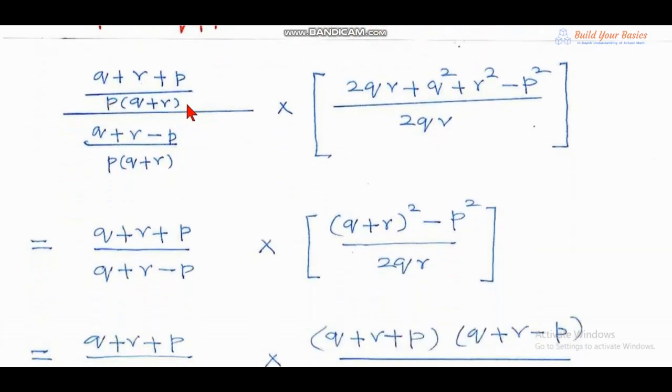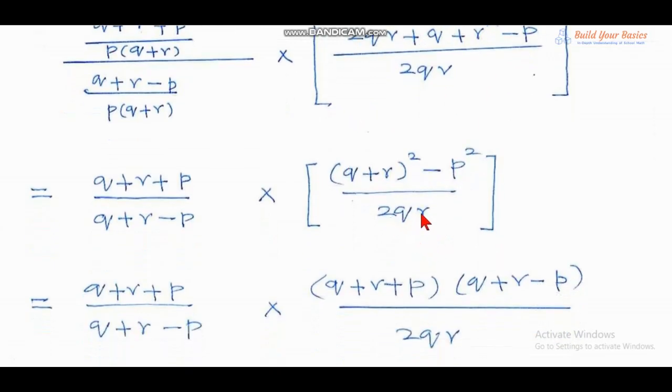Now this p into q plus r will get cancelled, because if you invert the denominator, the two will get cancelled. The denominator of the numerator and the denominator of the denominator are the same, they will get cancelled. So we will be left with q plus r plus p divided by q plus r minus p into the first three terms, nothing but q plus r whole square. q squared plus r squared plus 2qr is nothing but q plus r whole square minus p squared divided by 2qr. This is as it is.